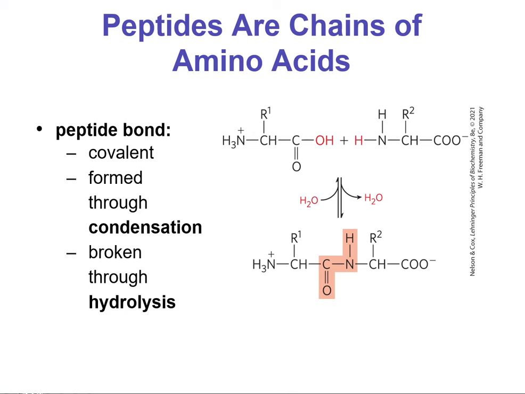Peptides are just chains of amino acids, and they're formed by condensation of two amino acids. So you've got the OH from a carboxyl group on one amino acid and a hydrogen from the amino group on a second amino acid. You lose a water and you form this peptide bond. This is an amide bond.